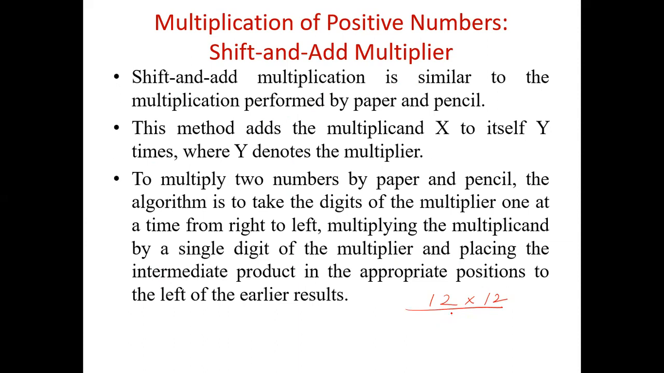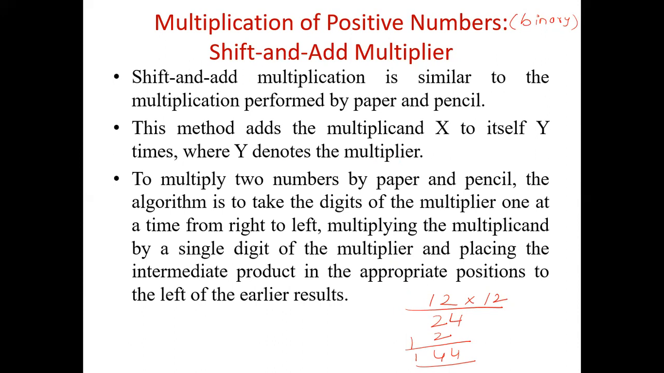So 2 into 2, 4. 2 ones are 2. 1 into 2 and 1 into 1. So the answer becomes 144. The same thing is what we are going to do for a multiplication of positive numbers, but the numbers are represented as binary numbers, so zeros and ones. Here I will take each bit and multiply it with another bit. The same decimal operation.